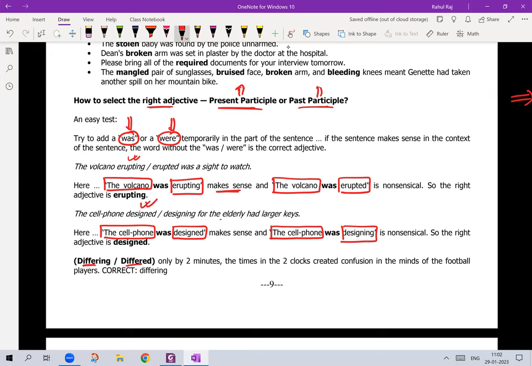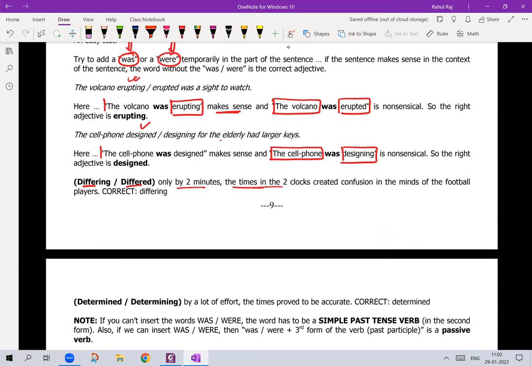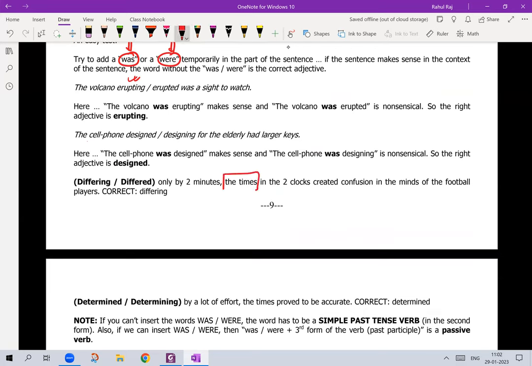Differing or deferred only by 2 minutes, the time in 2 o'clock created confusion in the mind of the football player. Now let's first use the was and were test, and then I'll come to the ing, and then to intention and non-intention. So what is my subject over here? The times. What is the adjective? Differing or deferred. Now let me see the times were differing. This makes sense, or do you feel the times were deferred makes sense to you? Tell me.